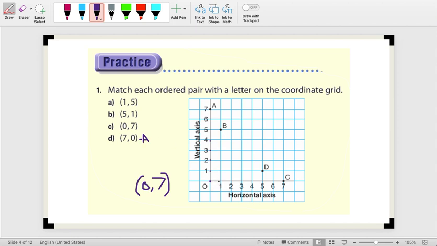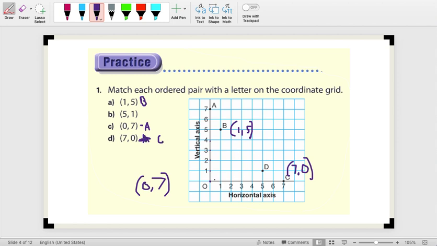For B, we're moving 1 to the right. So B is going to be 1 to the right and 5 up. This will be B right here. C will be 7 to the right, and it doesn't go up at all from that 0. So we have no up. Oh, I got that backwards. I know Yazin's going to call me out on that. This one should be A, and this one should be C. Sorry about that.